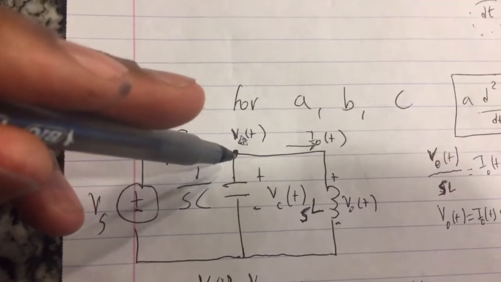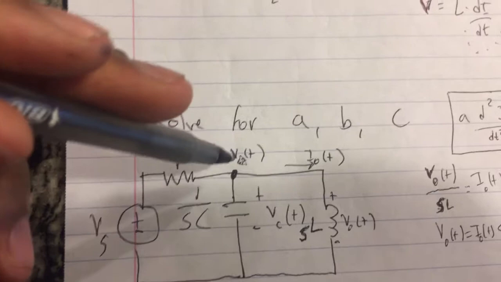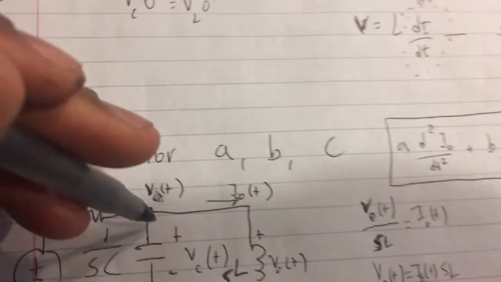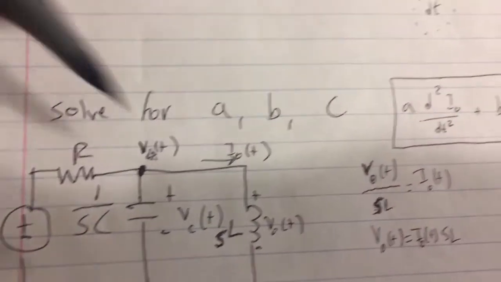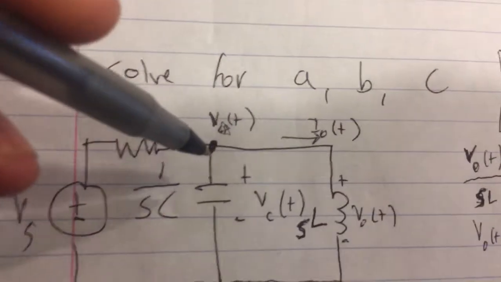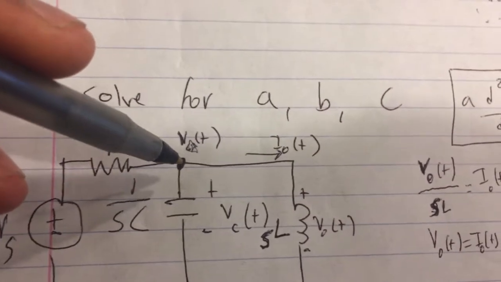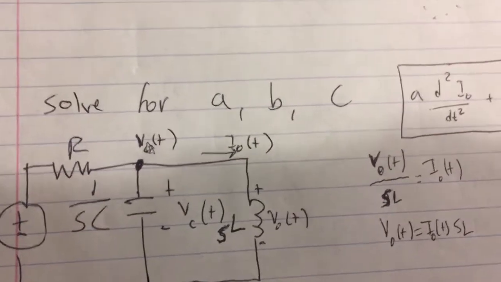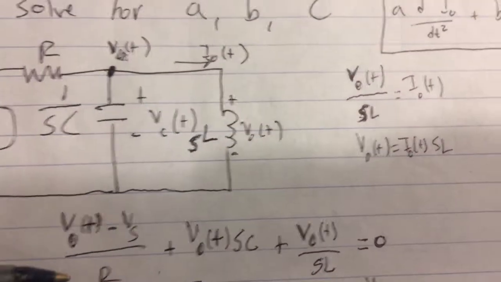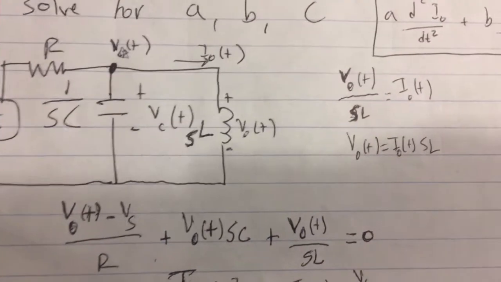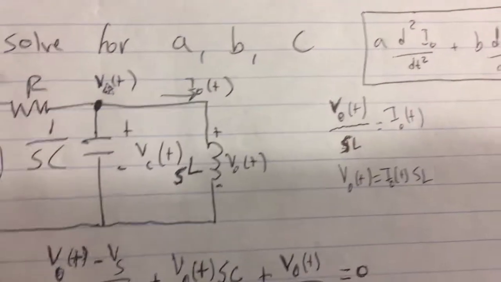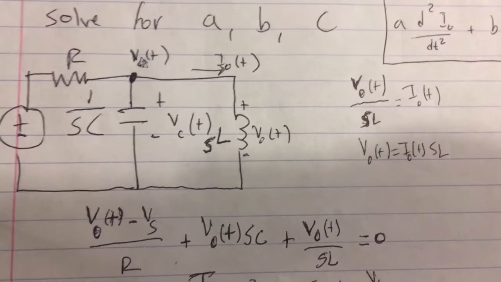V_o divided by 1 over sC is just V_o times sC. That's your second current. You're going to add all these up because you want all of them to equal 0. So V_o over sL is going to be your third current. So you put all these in this formula. But I thought we were solving for this current, right? I thought we were solving for the current going through here. What's going on? This doesn't look like it.